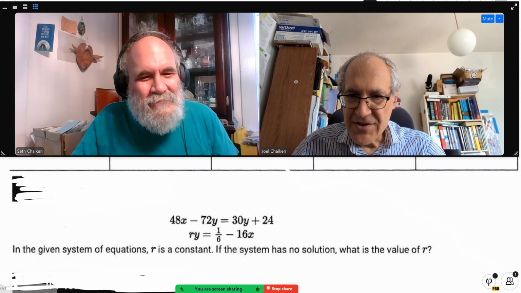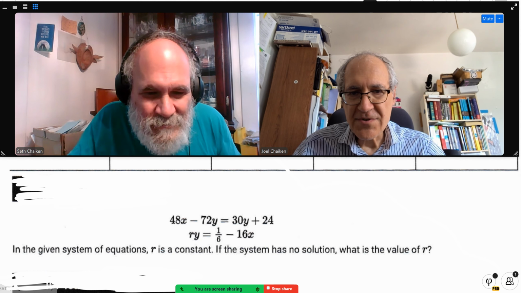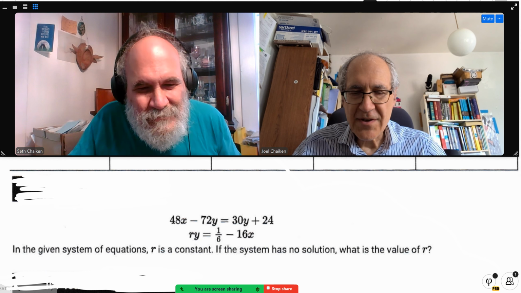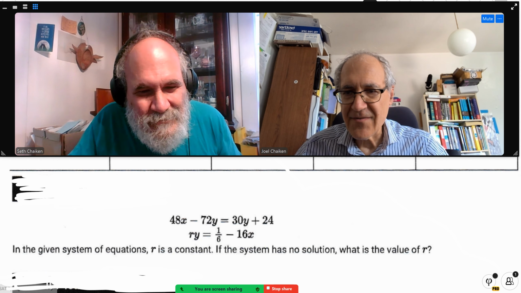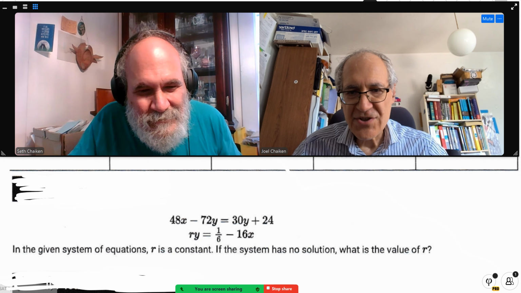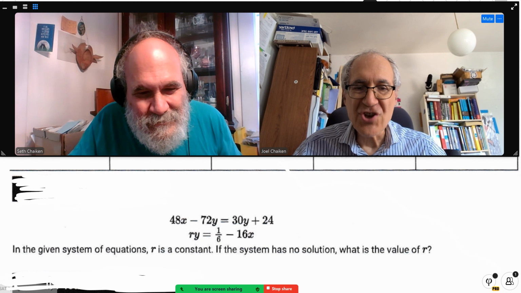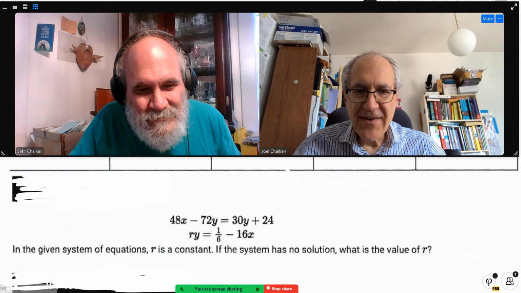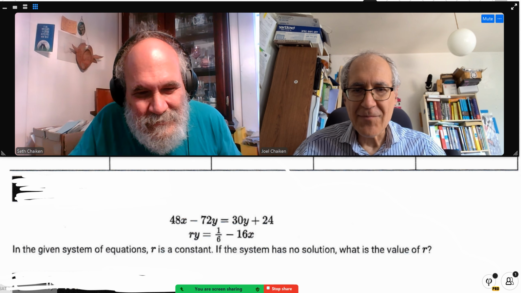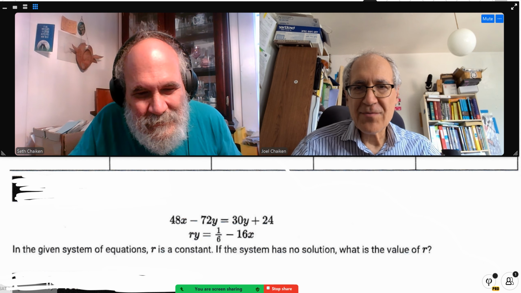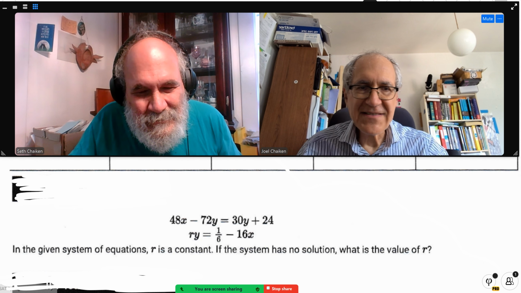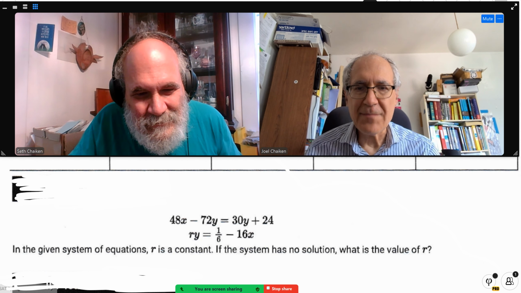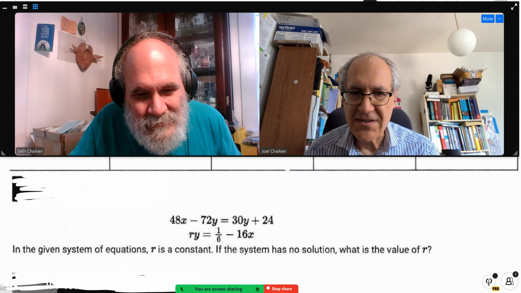We have an equation, 48x minus 72y equals 30y plus 24, and ry equals 1/6 minus 16x. In the given system of equations, r is a constant. If the system has no solution, what is the value of r? This is a very common problem where you have to find the parameter in an equation. The SAT people love this type of question, so you'll be almost guaranteed to see it on your test.